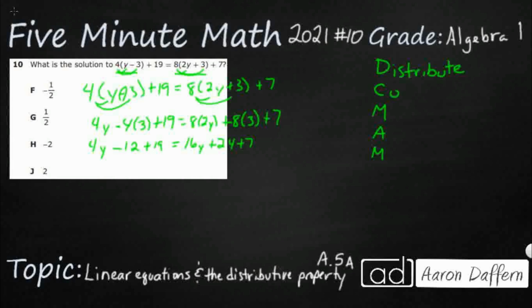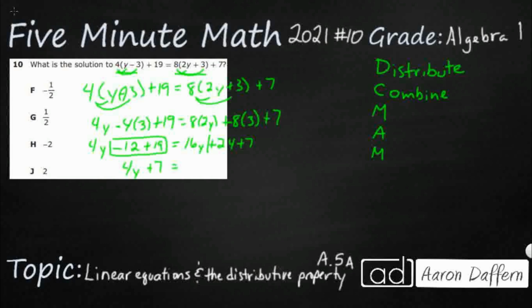Now we need to combine. We're looking for like terms, and I see like terms right here. You see this minus 12 plus 19. Those are just constants, so I can go and combine those. Minus 12 plus 19 is the same as 19 minus 12. That's a 7. So I'm going to combine those like terms so that it's 4y plus 7.